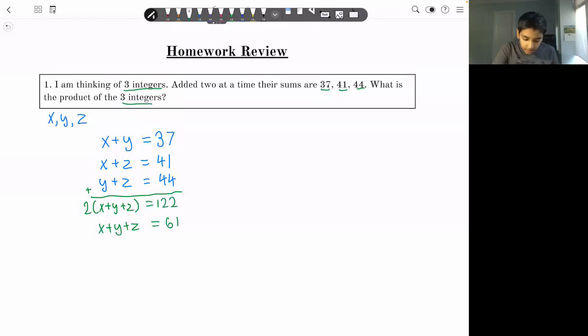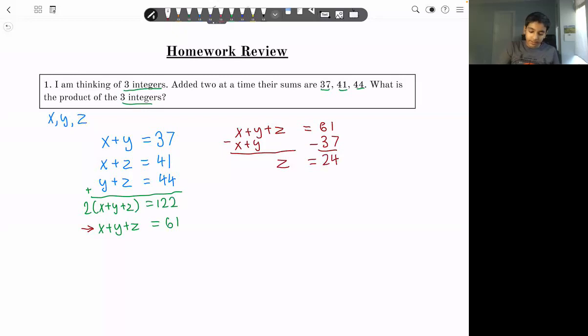So how can we do this? Well, the easiest way would be to see that now we have the value of x plus y plus z. So let's do x plus y plus z minus x plus y, and we get the value of z from here. And we can just do 61 minus 37. So z is 24.